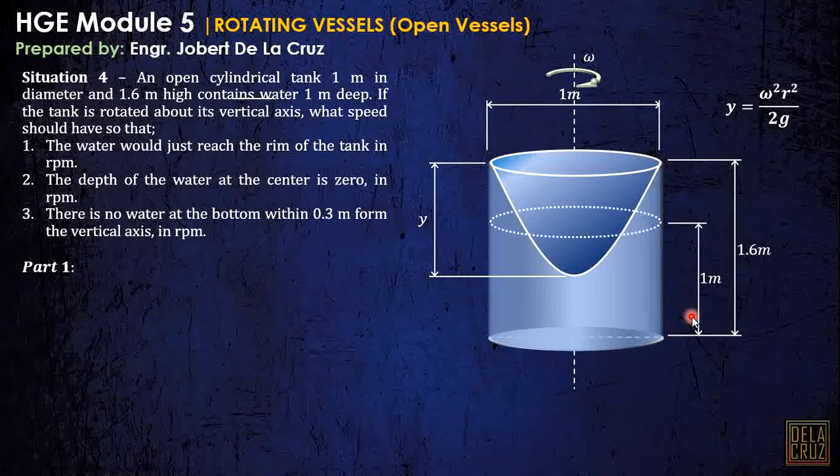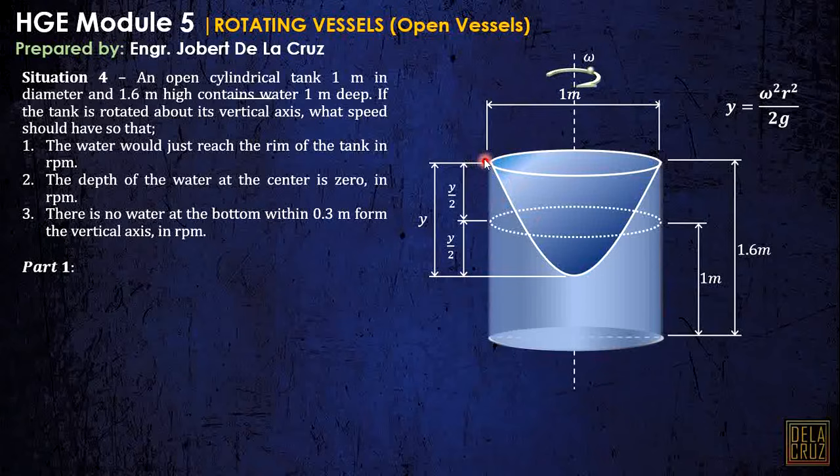Ito yung original position ng water natin, yung hindi pa siya nag-rotate. So, ito yung tatandaan natin: kung ano yung iaangat ng water dyan sa itaas, yan yung ibababa ng ating water din. That means, this is y over 2 and this is y over 2. Okay, klaro? Kung ano yung iaangat niya dyan, yan yung ibababa niya ng ating paraboloid. The same lang yan. That is y over 2.